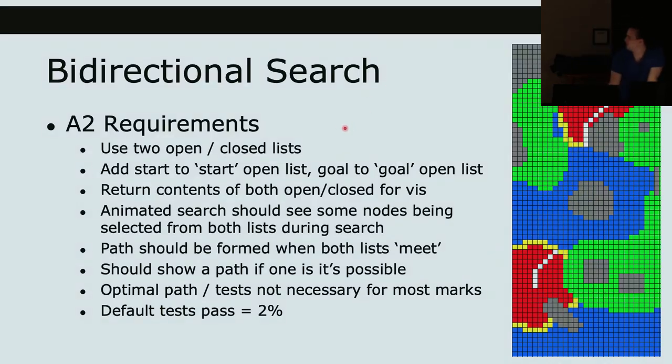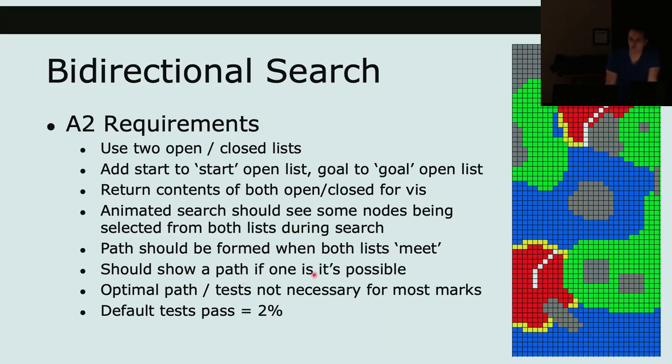What do I want from bidirectional search on your assignment? I want you to use two open and closed lists, one that starts from the start, one that starts from the goal. Add the start to the starting open list, add the goal to the goal open list. Return the contents of both open and closed lists for visualization. So if it's bidirectional search, in get open and get closed, you have to return the contents of both open and closed lists. Okay? In the animated search, I should see the open and closed lists growing together. That's the main thing that your marks are going to be based on. I want to see that your search is actually bidirectional.